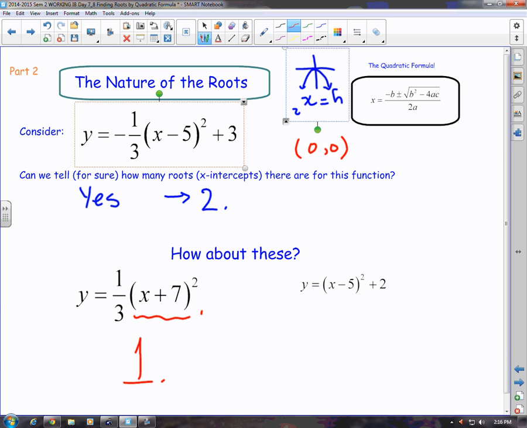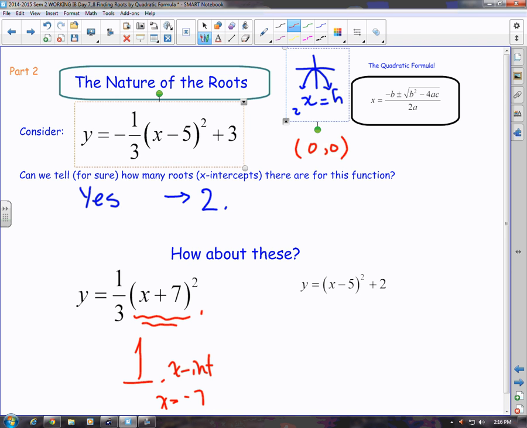Okay. And if you were to look at this in factored form, in fact, this one is in factored form. The reason it's in factored form is because there's nothing tagged on at the end. So we've got the a value of 1/3, and we've got two factors. They just happen to be identical. And so this one actually gives us the answer too. There is going to be one x-intercept, and it tells us that the x-intercept is going to be -7.